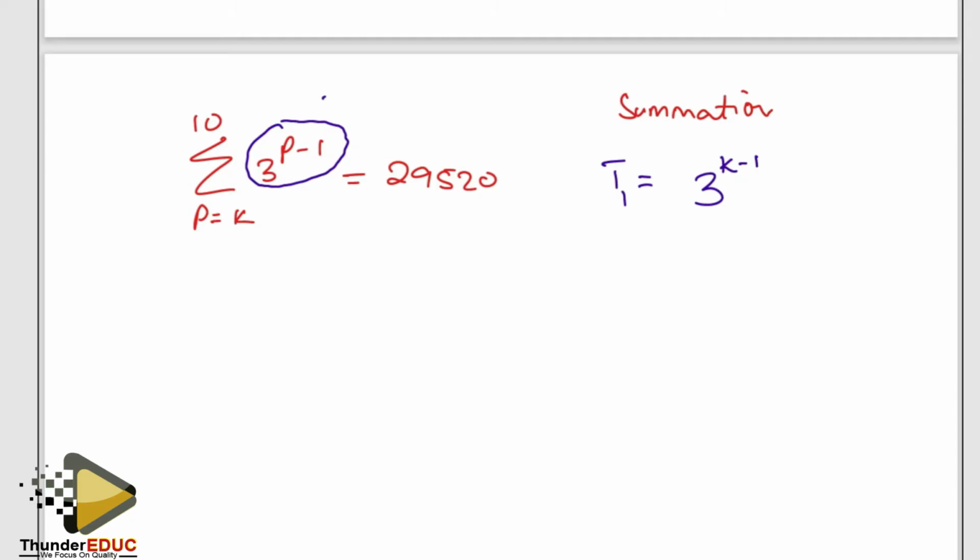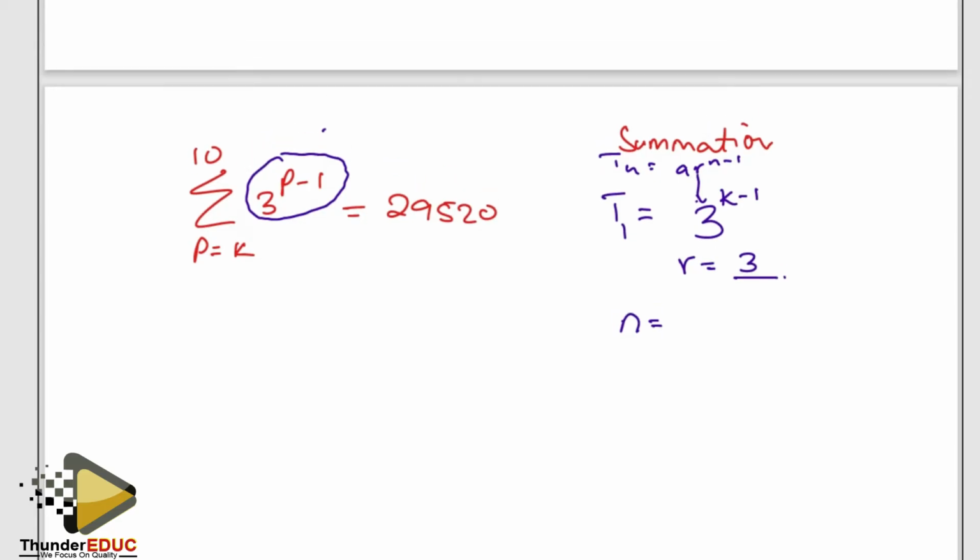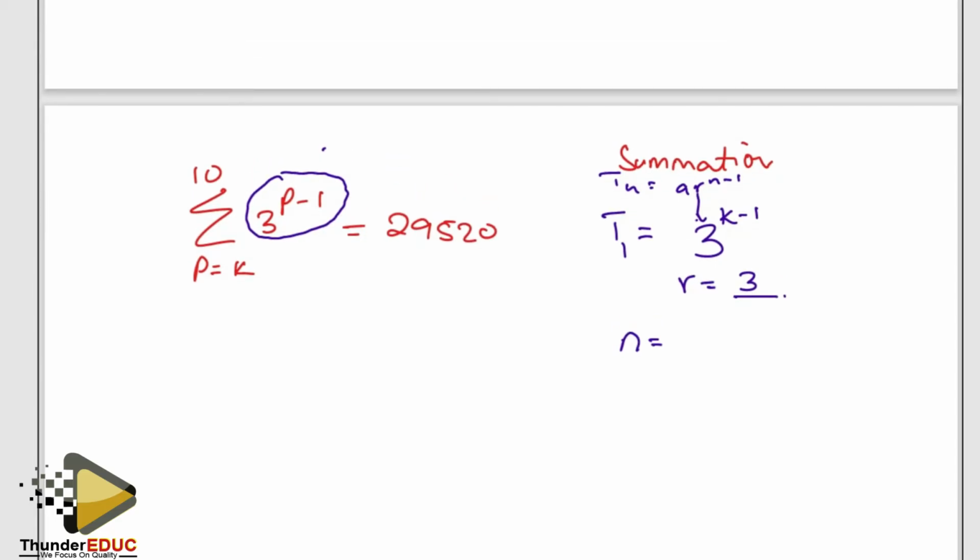Then, from the general term of a geometric sequence, we know that it's ar to the n minus 1. So chances are high that this r is represented by the 3, which means our common ratio is 3. If that is true, we also need to find out how many terms we have. Remember, to get the number of terms, you take the upper limit, which is 10, minus the lower limit, and then add 1. So 10 plus 1, that's 11 minus k. These are the number of terms that I'm dealing with.